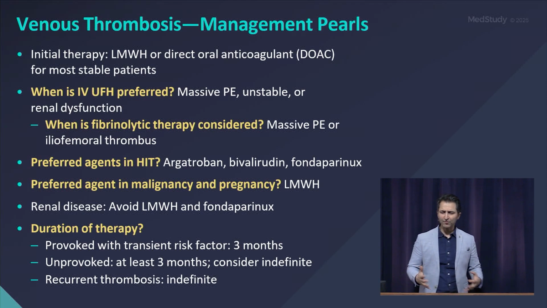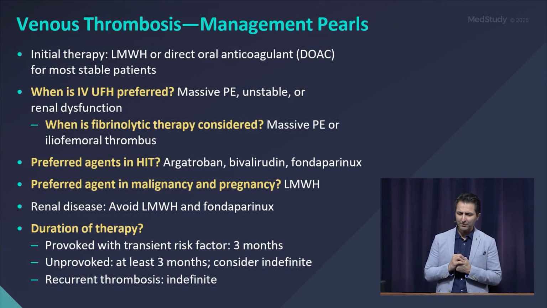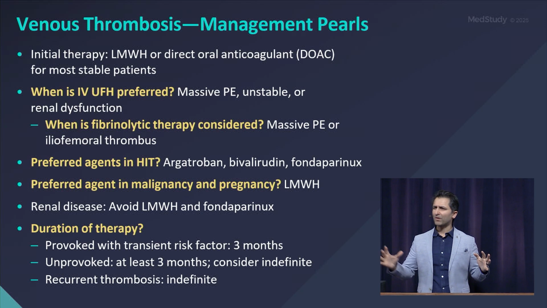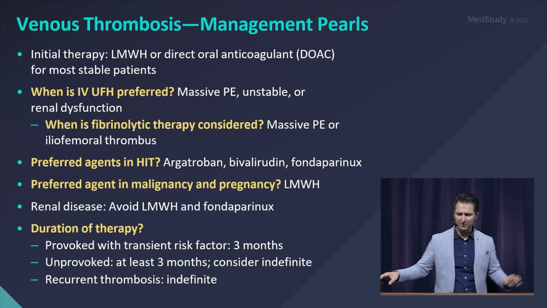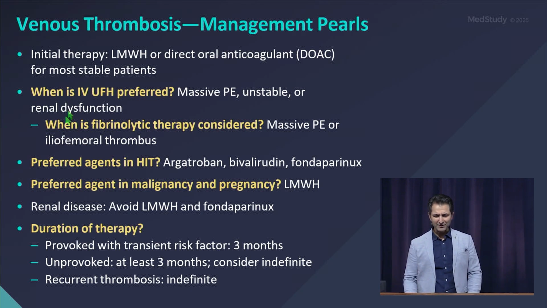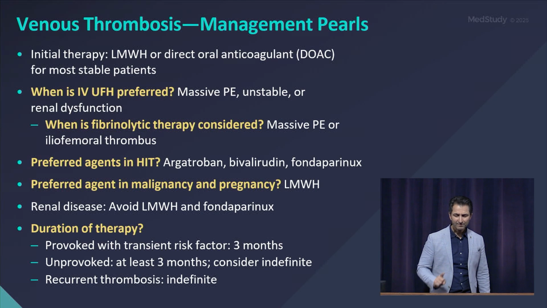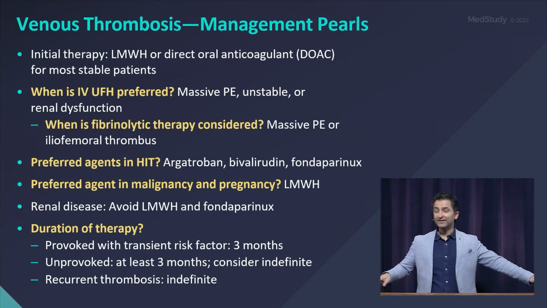And then just a few pearls here on venous thrombosis, certain scenarios where one anticoagulant drug may be preferred over another. For your reference, we talked about argatroban and HIT. Low molecular weight heparin is going to be your preferred drug in pregnancy. And then duration of therapy. This is a very common question that comes up.